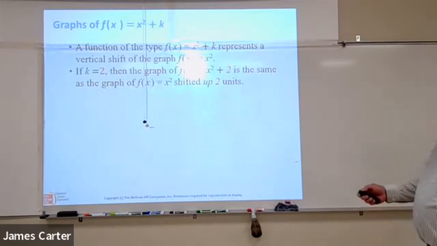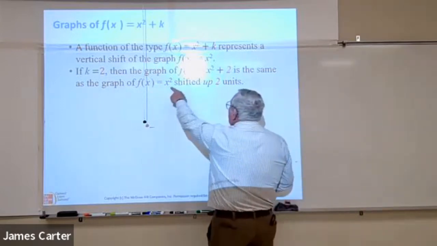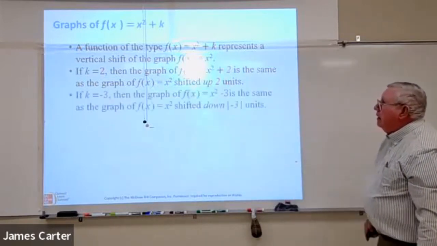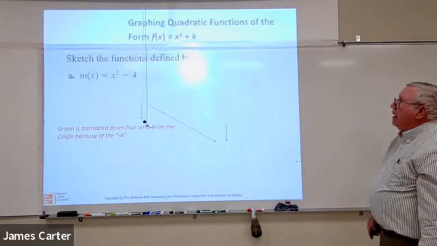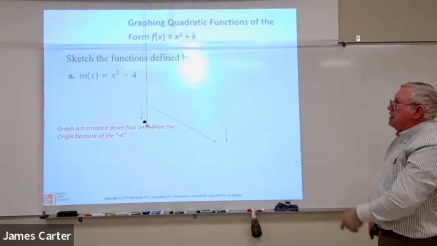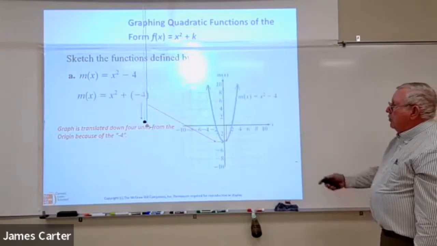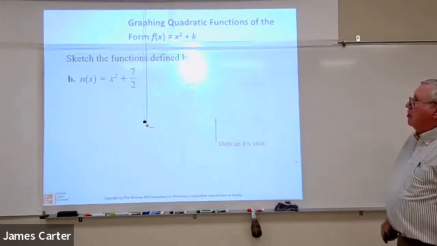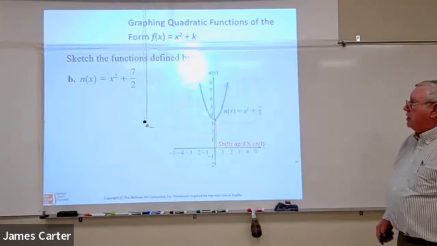All right, now this is just more of what we've been talking about. If k is a positive 2, then the graph is shifted up 2 units. If k is -3, it's shifted down 3. And if in this case k is -4, so we've gone from here down 4, just more of the same. 7/2 is 3.5, so it goes up 3.5.